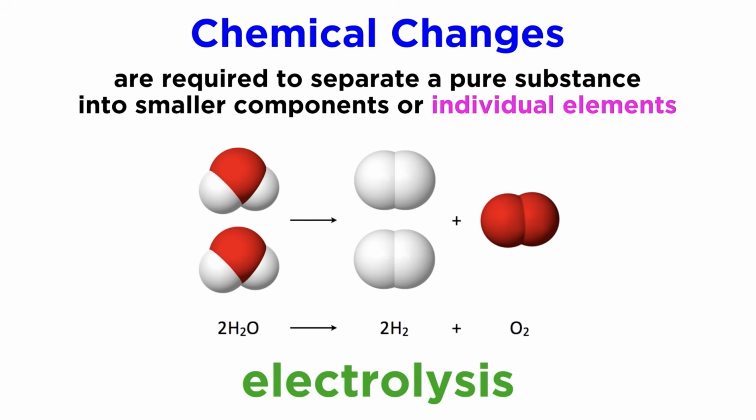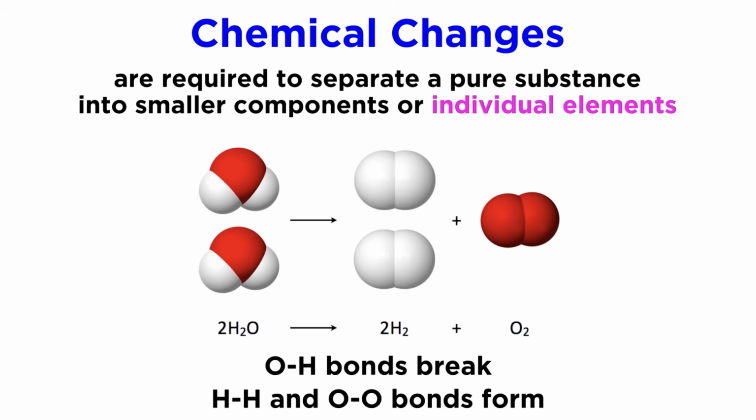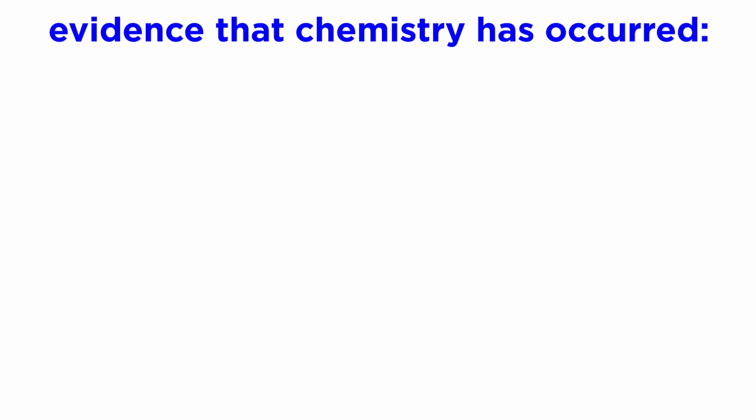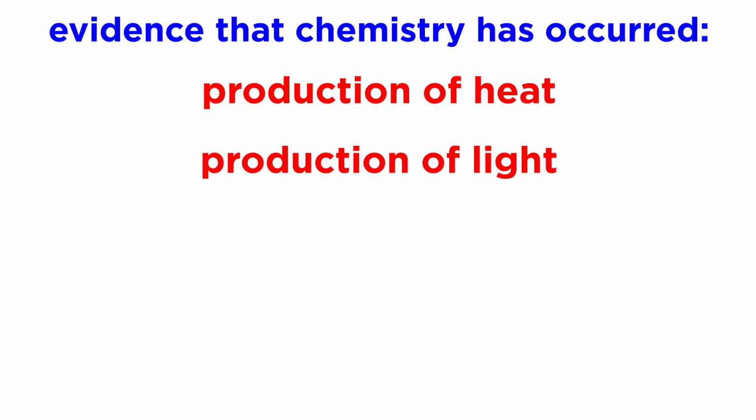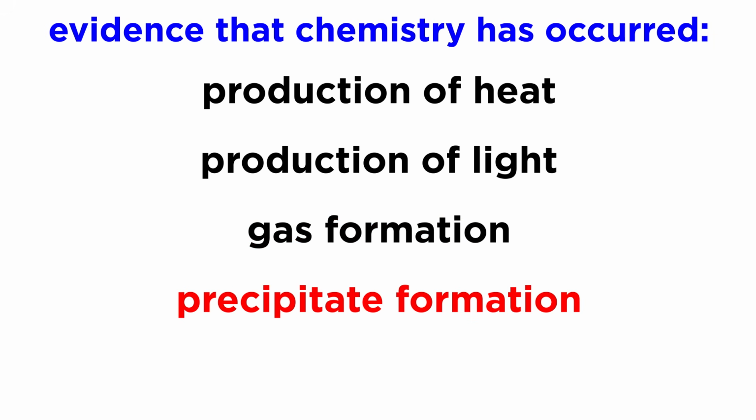In fact, we can split the water molecules into hydrogen and oxygen molecules by a process called electrolysis. This is a chemical change because chemical bonds in the water molecules are breaking and new chemical bonds are forming to generate completely new substances. When this happens, we know chemistry has occurred. Other forms of evidence that chemistry has happened include if heat or light is produced, if a gas forms, if a solid precipitate crashes out of solution, or if there is a color change.